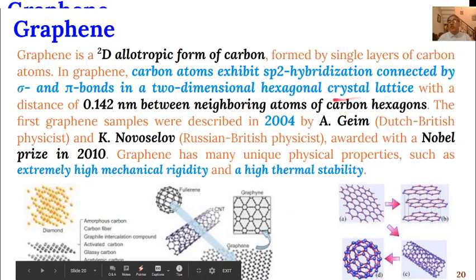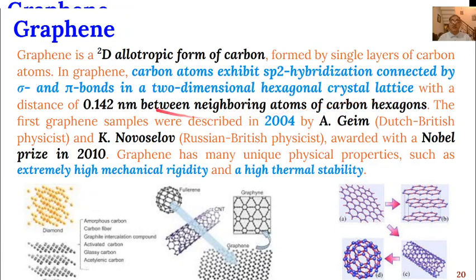Here, in the hexagonal crystal lattice, the distance between two carbons is 0.142 nanometers. The first graphene sample was described in 2004 by Geim and Novoselov. He was a Russian-British physicist, whereas Geim was a Dutch-British physicist. Both of them discovered this special allotropic form of carbon called graphene, and for their discovery they were given the Nobel Prize in 2010.